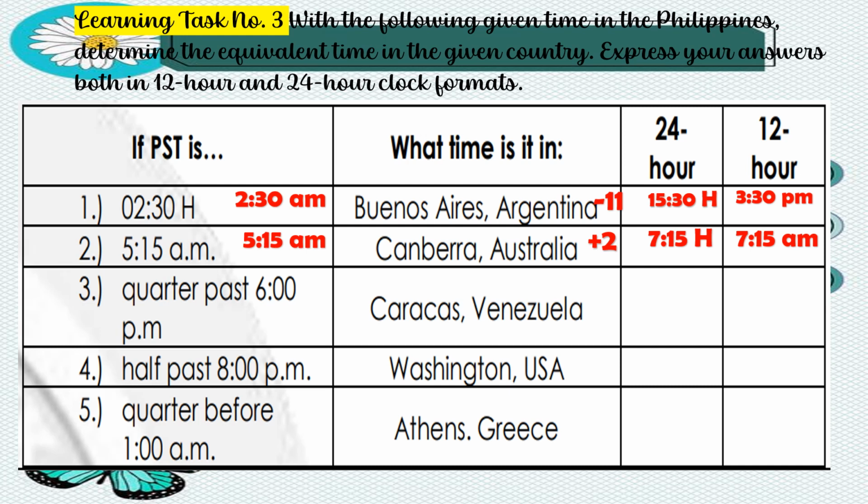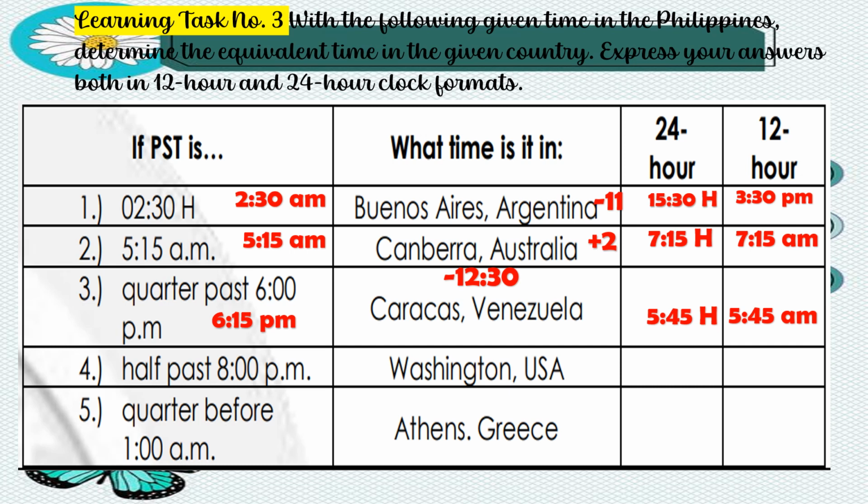And then for number 3 is 6:15 p.m. So ano ba yung quarter? Is 15 minutes. Okay, so that means 6:15 p.m. But in Caracas, Venezuela, so behind sa atin ang Caracas, Venezuela ng 12 and 30 minutes. Okay, 12 hours and 30 minutes. So in 24 hour, that is equivalent to anong oras na sa Caracas? Kung 6:15 p.m. sa atin, sa Caracas, Venezuela is 5:45 hours.